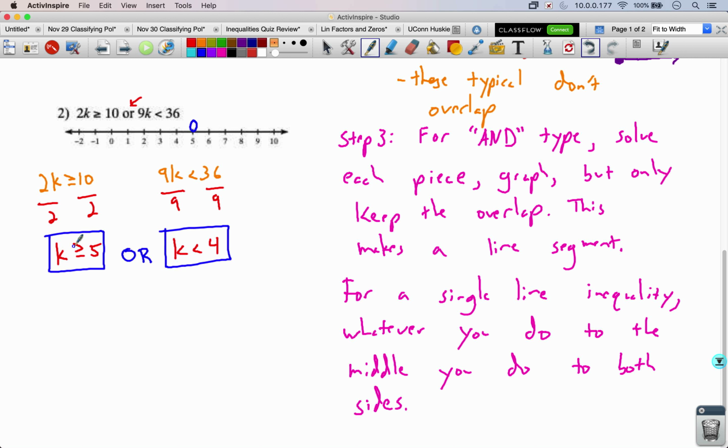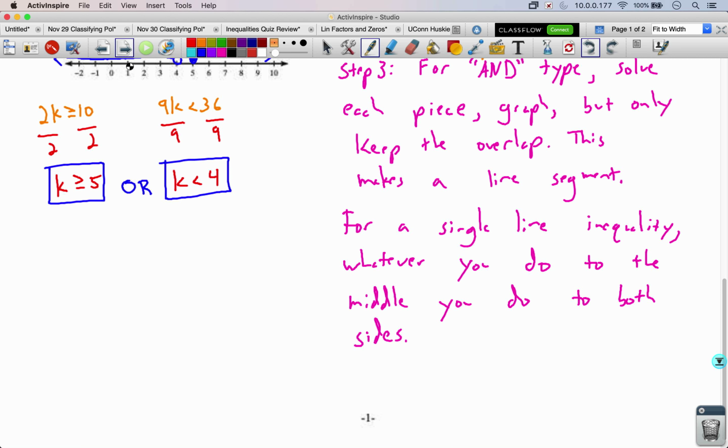So k is greater than or equal to 5. I'm going to put a closed dot at 5, arrows going to the right for that one. K is less than 4. I'm going to put an open dot at 4, arrows going to the left for that one. And that's our graph. It's every number except for this little gap in the middle.